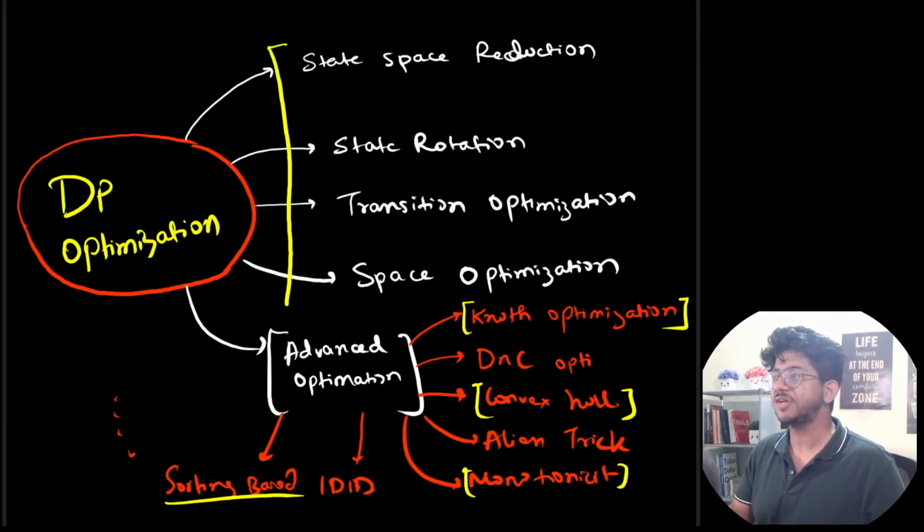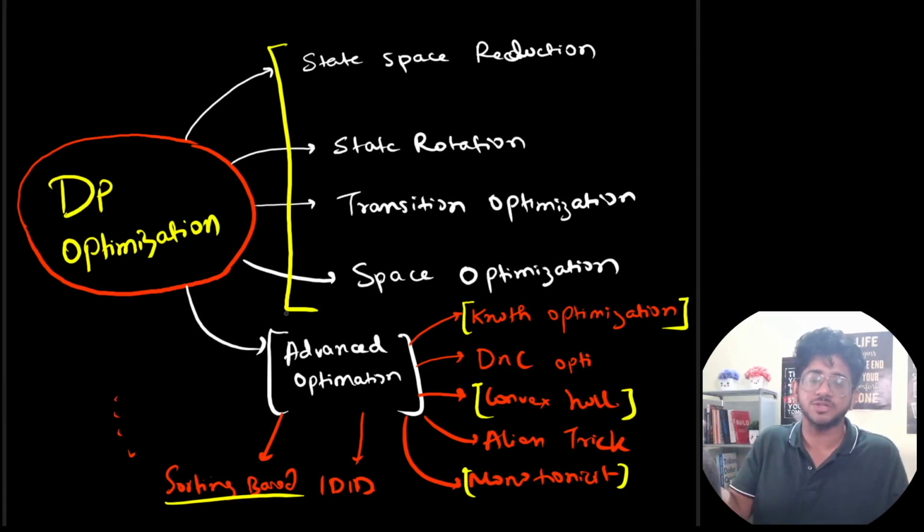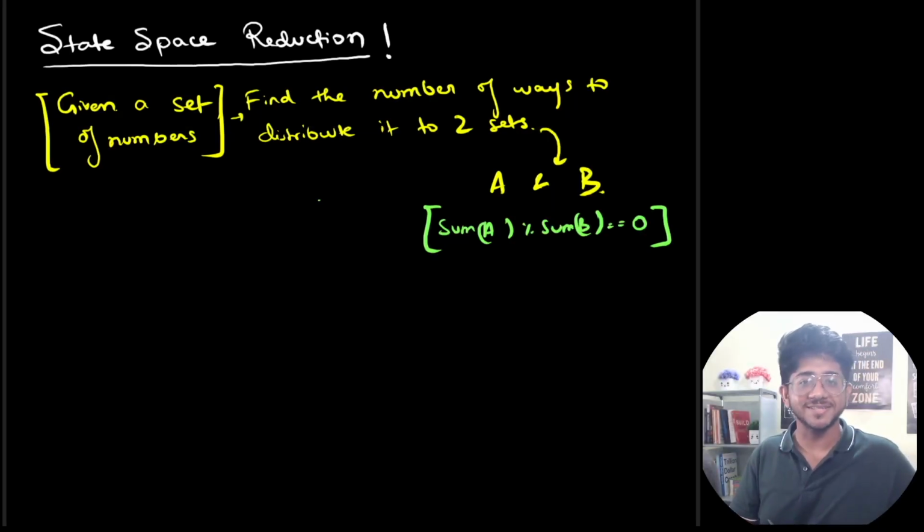But these four are very, very primary, and you would need them for any, let's say, 2000 rated problem, or even they sometimes do come up in coding tests of companies, right? So we're gonna learn them. The first optimization that we're gonna look at is state space reduction. So let's take a quick problem as a motivation to understand what we are dealing with.